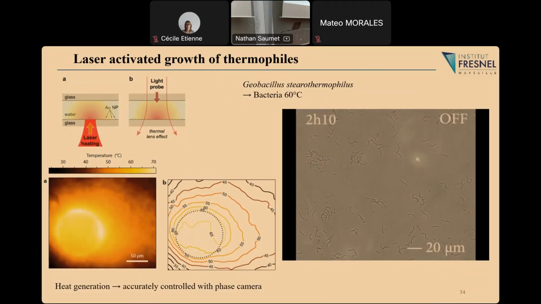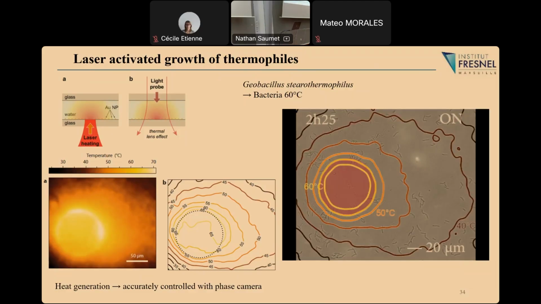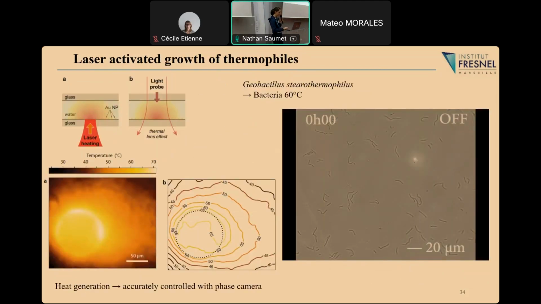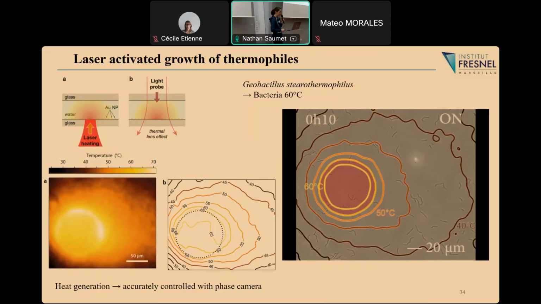Of course, it is directly linked to the laser being on. I will put the video up from the beginning. So here the laser is off. When I turn the laser on, the bacteria start growing in the 10 minutes after the laser is turned on.